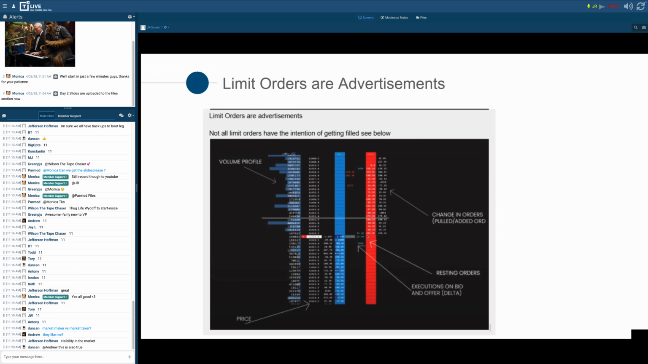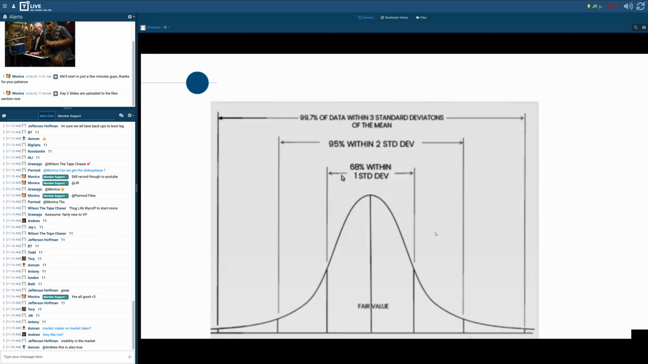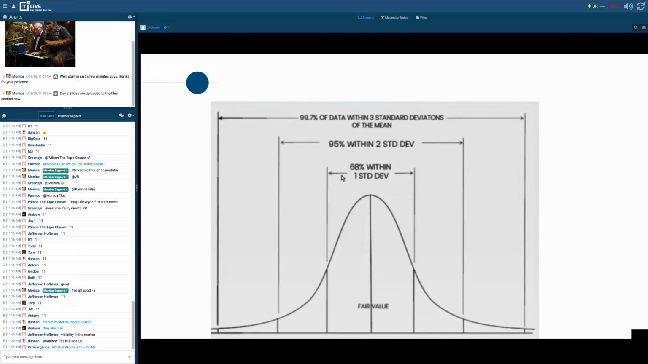So we often talk about fair value within a Gaussian distribution curve, right? And typically, 68% of price within fair value stays within that one standard deviation, right? And then when you go two standard deviations out, that covers like 95%. And then the third standard deviation from the mean covers 99.7% of all price action as far as the mean is concerned.